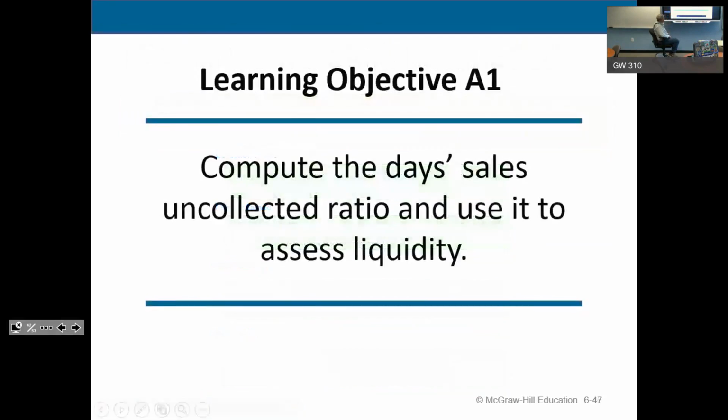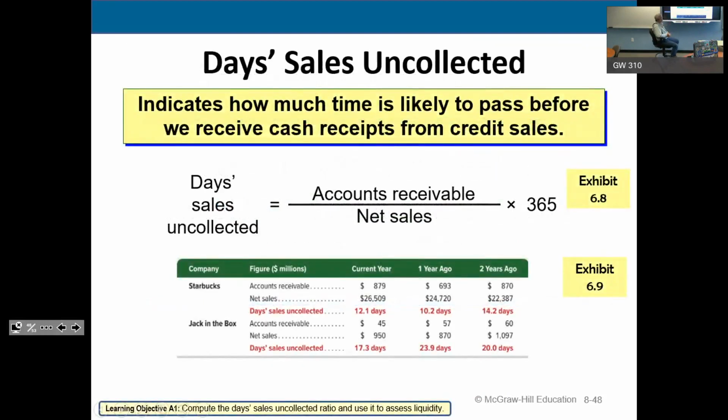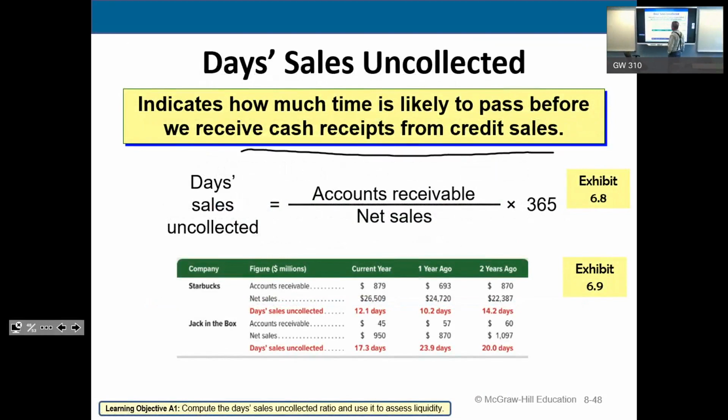Okay, and now as with every chapter that we do, we've got this: compute the day sales uncollected ratio and use it to assess liquidity. Well, what does that mean? How much time is likely to pass before we receive cash receipts from credit sales? Well, this is a really important number if you're Costco, right?